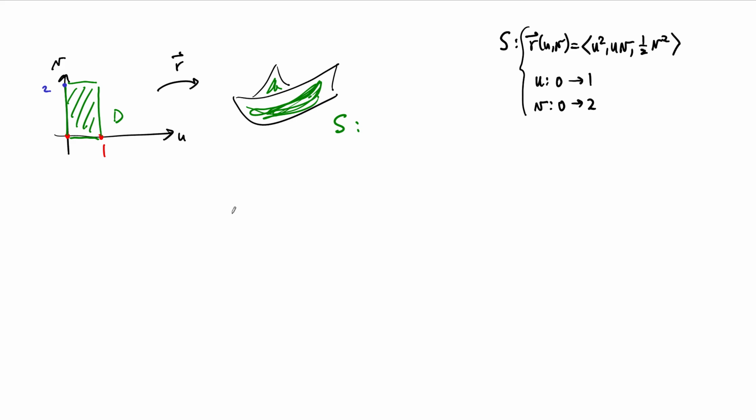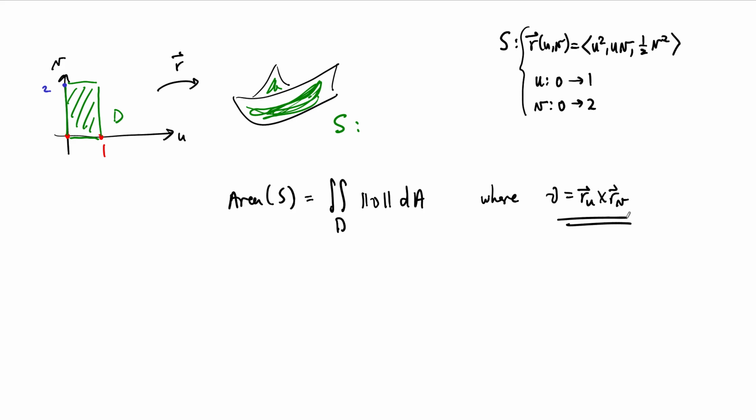Let's recall that the surface area of a parametric surface S is given by the double integral over the parameter domain D of the length of the normal vector dA. The key here is that our normal vector is given by the cross product of the partial derivatives that build the tangent plane to the surface at every point. And so this is exactly what we need to compute.